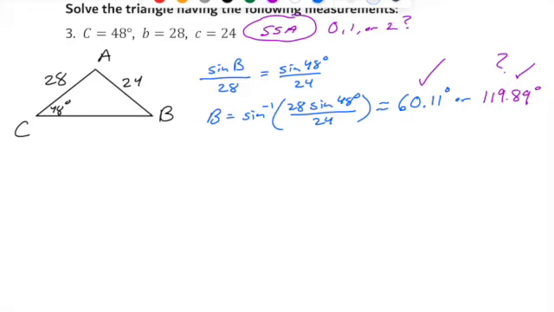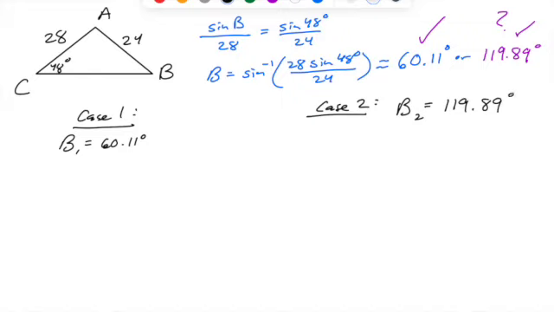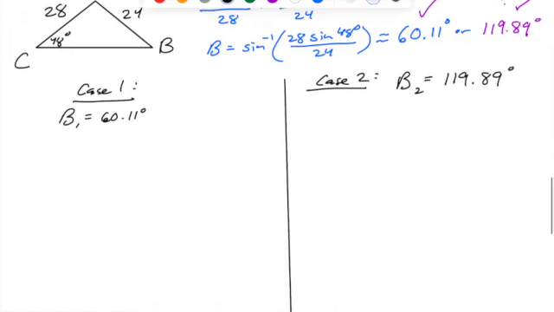And that's the most work here, because you have to try to stay organized and think about case one. I'm just trying to be orderly here. That's where angle B, and I'm going to write B1, with the subscript there, is 60.11. In case 2, B2 is that second possibility of 119.89 degrees. And we're just going to proceed from there.